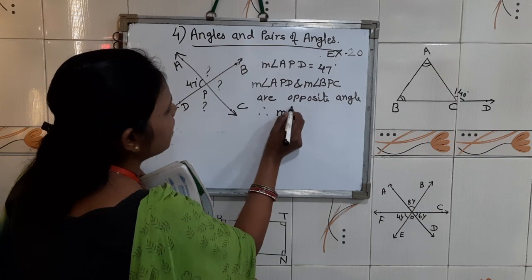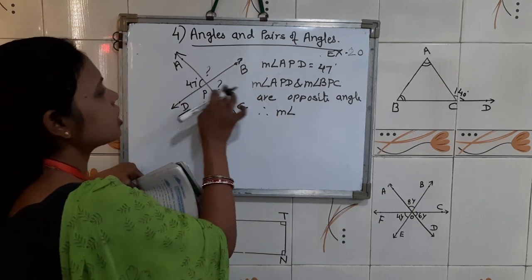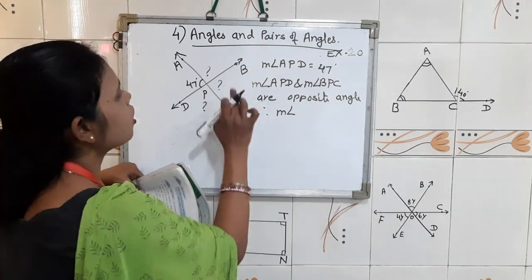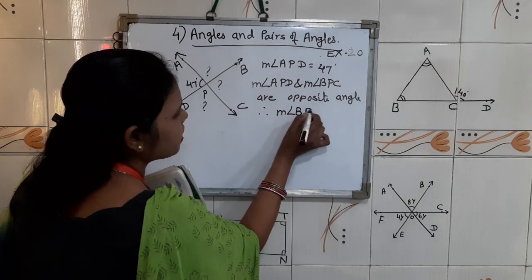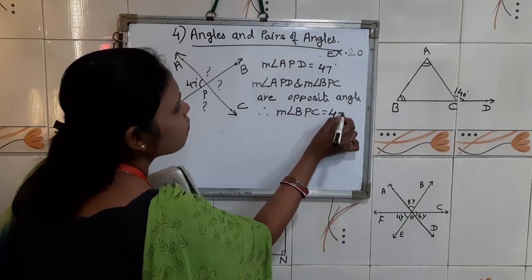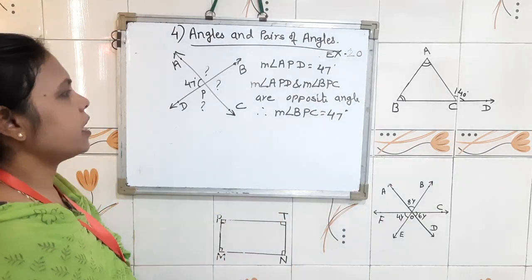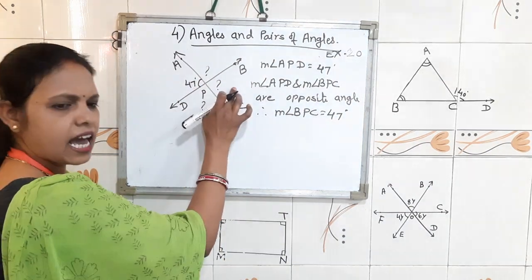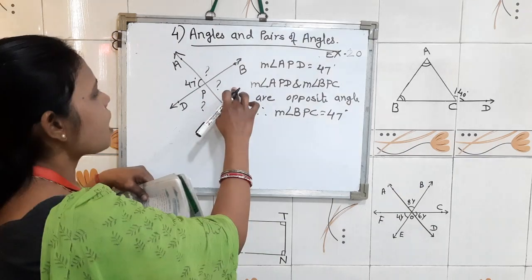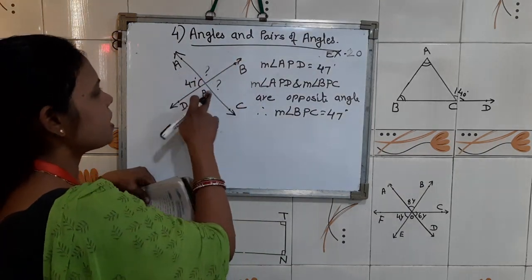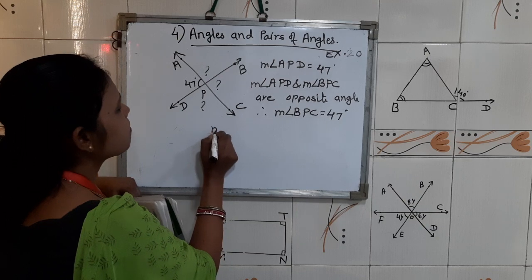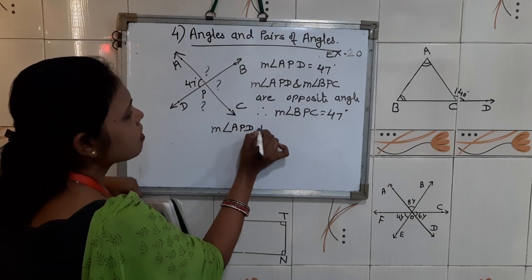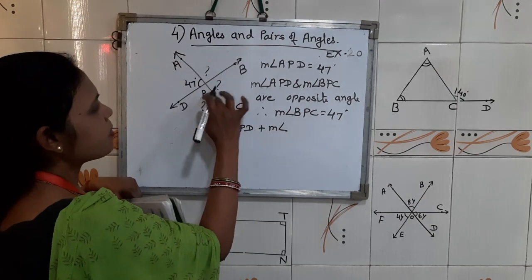Therefore, measurement of angle BPC, this one is opposite, and opposite angles are equal or congruent. Therefore, BPC equal to 47 degrees. Here we got both these angles 47 degrees. Now we want this one, angle APB. Therefore, measurement of angle APD plus measurement of angle APB.